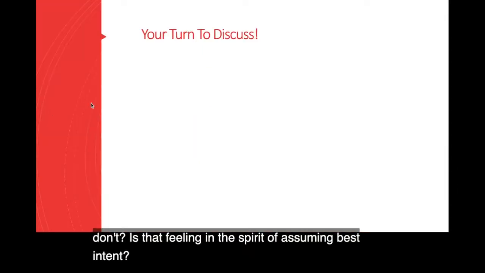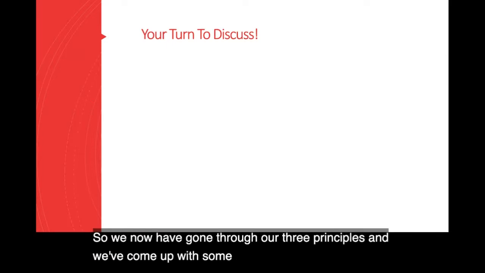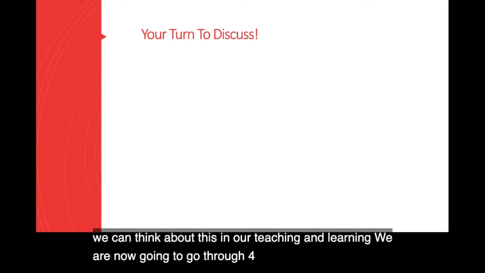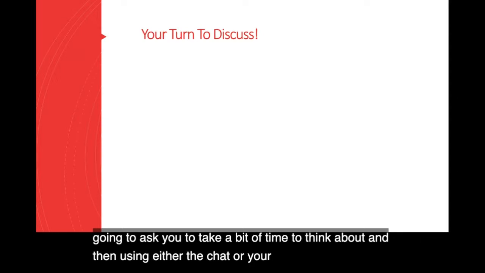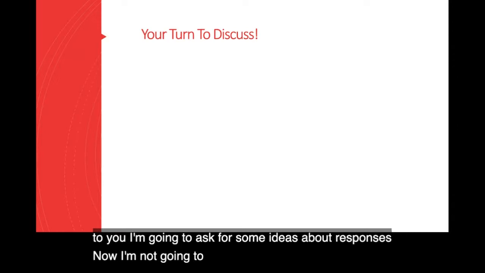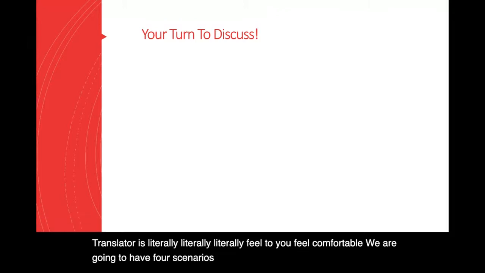So we now have gone through our three principles, and we've come up with some great examples of areas that we can think about this in our teaching and learning. We are now going to go through four scenarios that I'm going to ask you to take a bit of time to think about, and then using either the chat or your microphone, entirely up to you, I'm going to ask for some ideas about responses. Now, I'm not going to say that everyone needs to give a response. Feel free to participate as much or little as you feel comfortable. We are going to have four scenarios, and we're going to go through them one at a time.